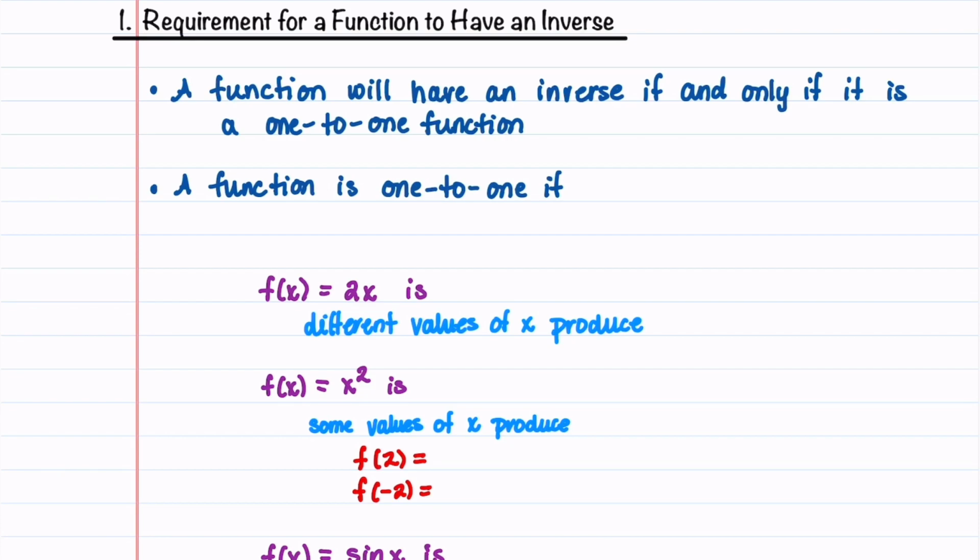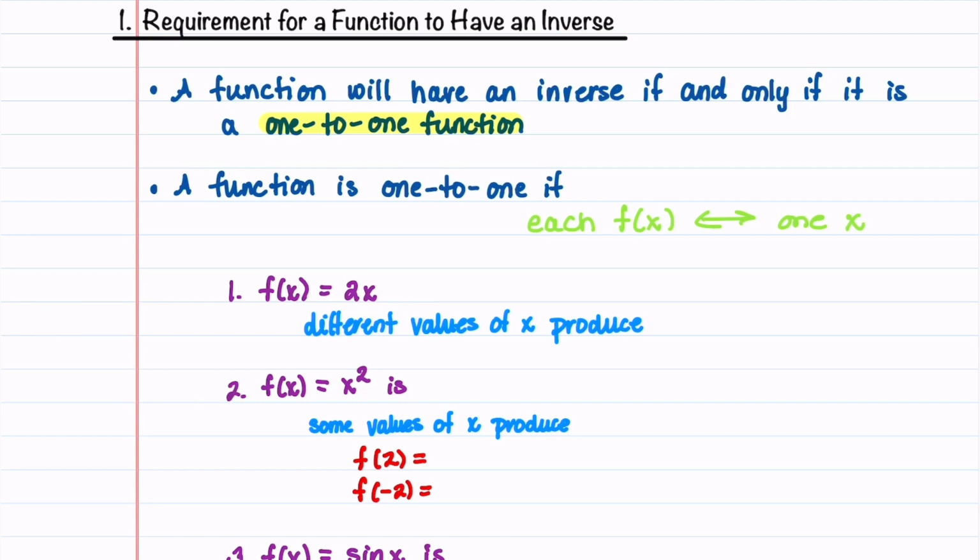Let's begin by recognizing that a function will have an inverse if and only if it is a one-to-one function. A function is one-to-one if each output value f of x is associated with only one input value x. Let's see how this works algebraically with three examples.